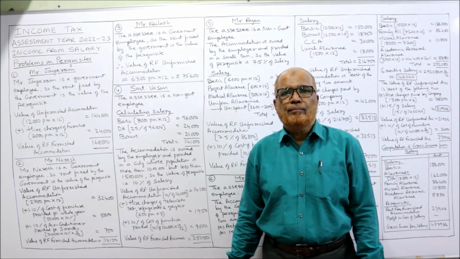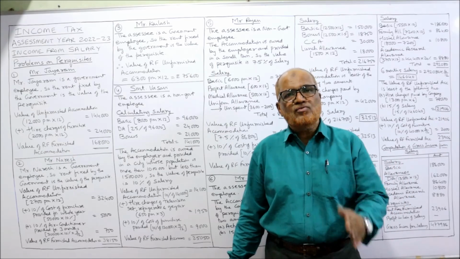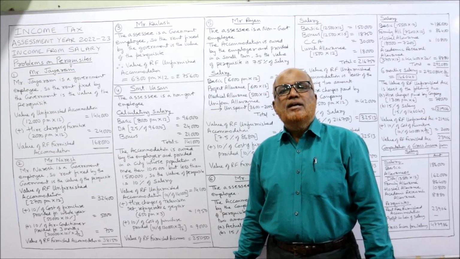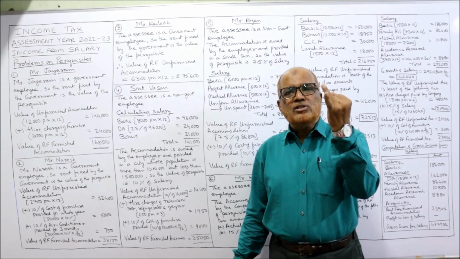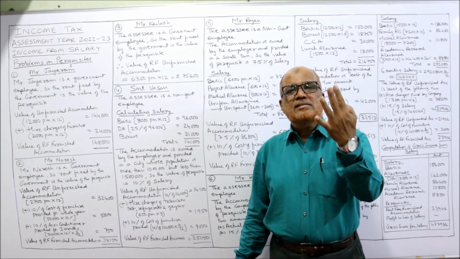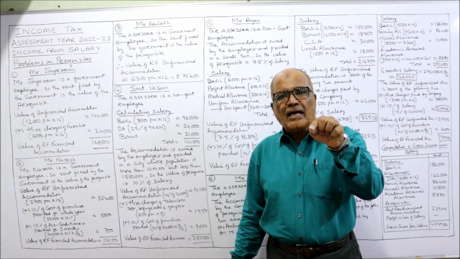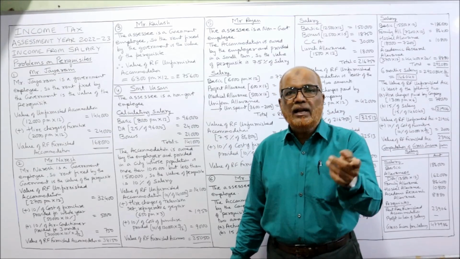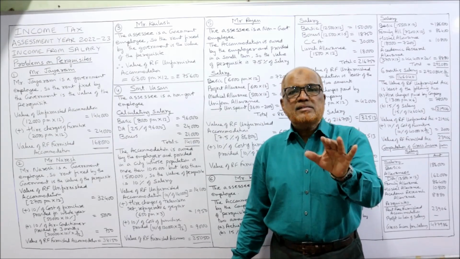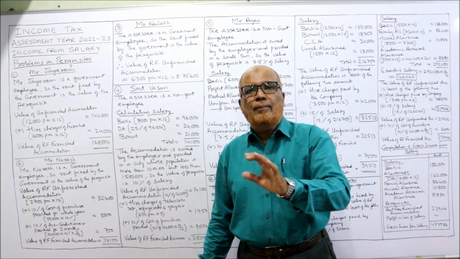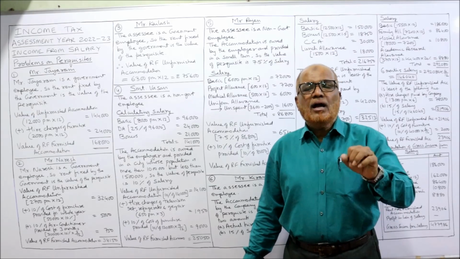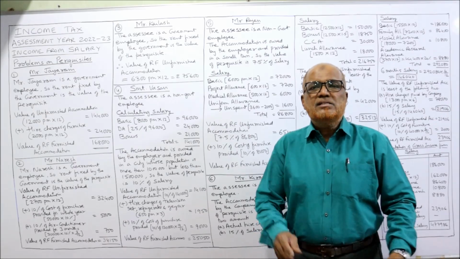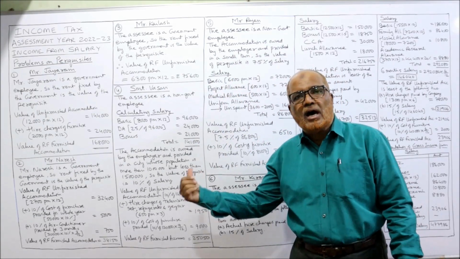Meaning of the term salary. The meaning of salary changes from provision to provision. For RFA, rent-free accommodation, salary means basic plus bonus plus fees plus commission plus all taxable allowances except DA. DA will be included if it enters for retirement benefit, plus any monetary payment made by the employer, or income tax or profession tax paid or reimbursed by the employer. This is the definition of the term salary for RFA.